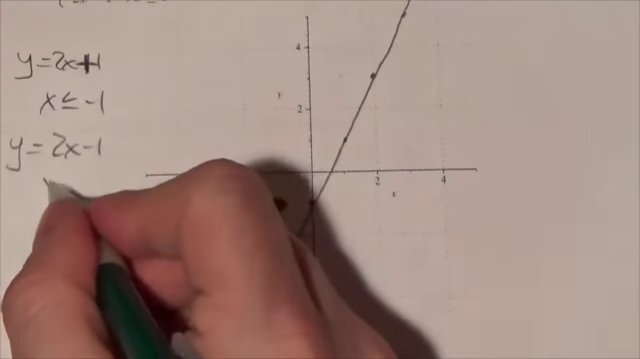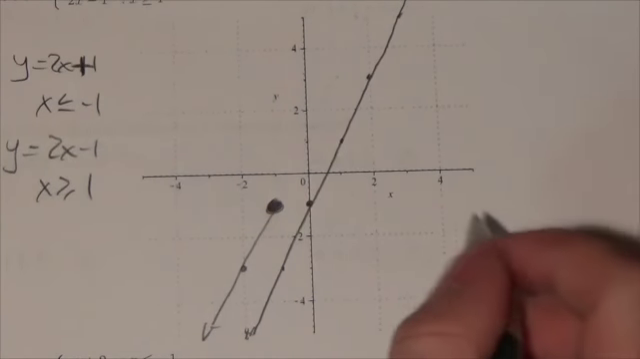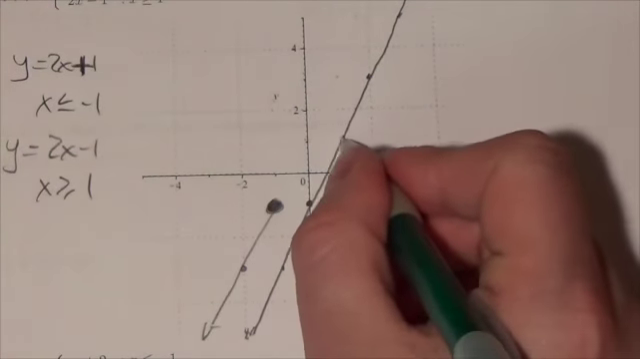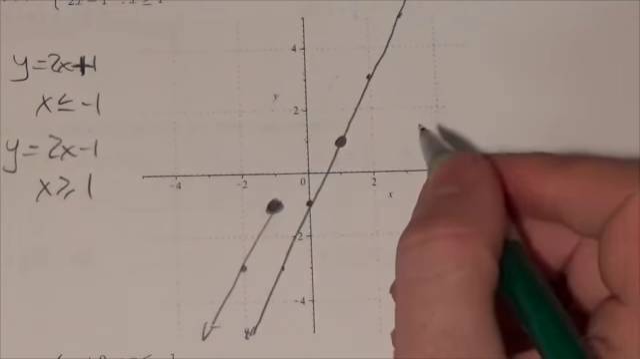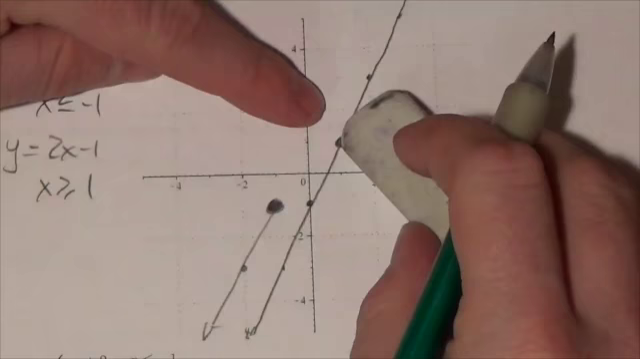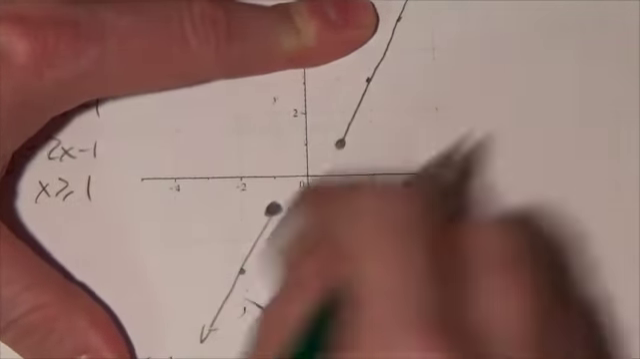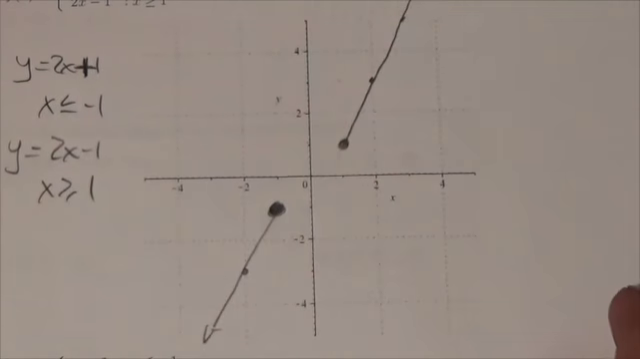Except that this is only valid where x is greater than or equal to 1. Now that's interesting because, well, here's where x is equal to 1. So I'm going to put my circle right there, and notice it's filled in. But it's only valid when x is greater than or equal to 1. So that means this portion of the graph where x is less than 1, that no longer exists.